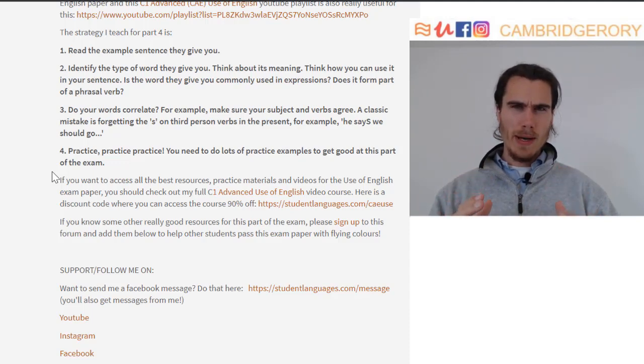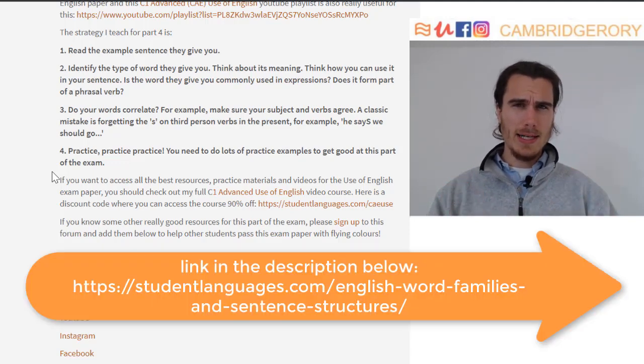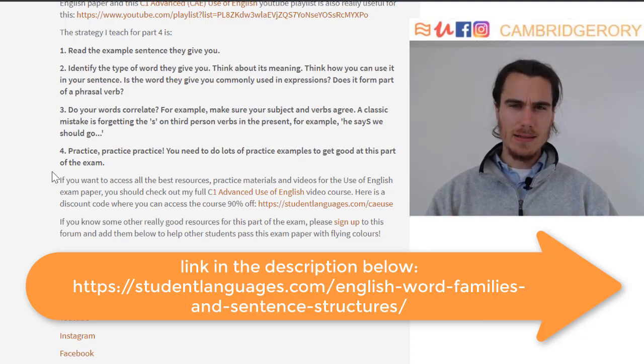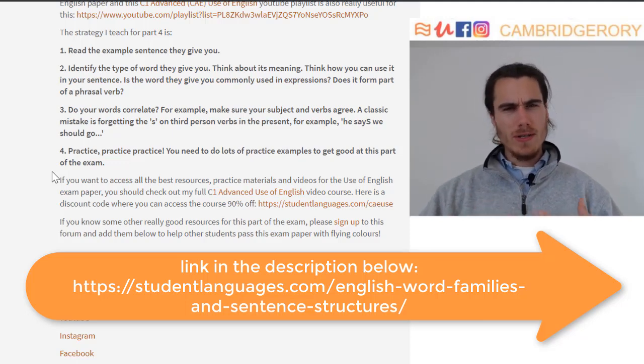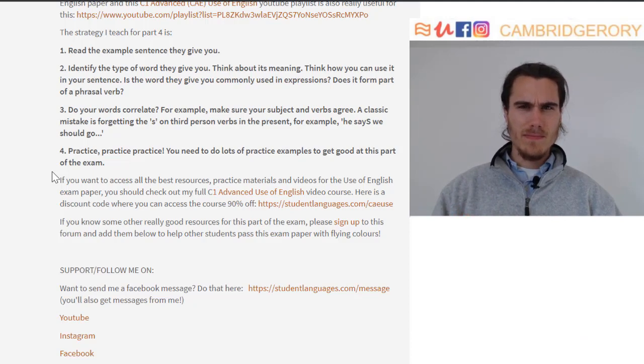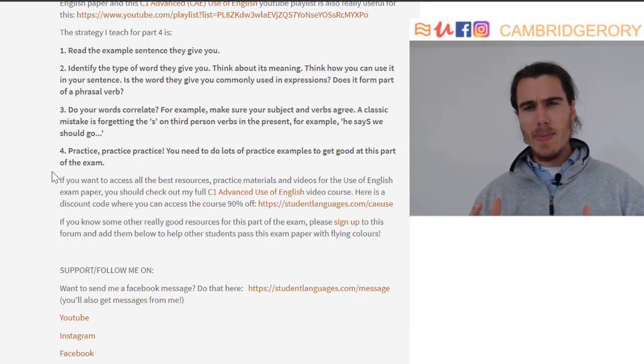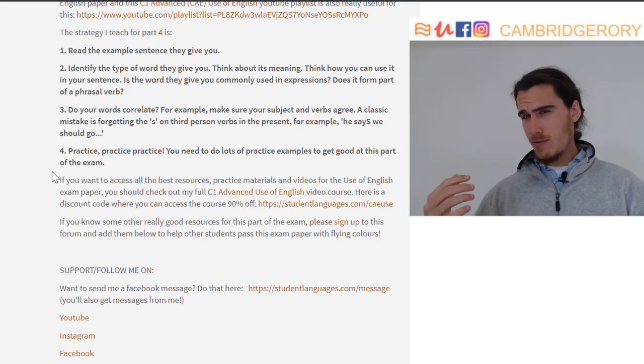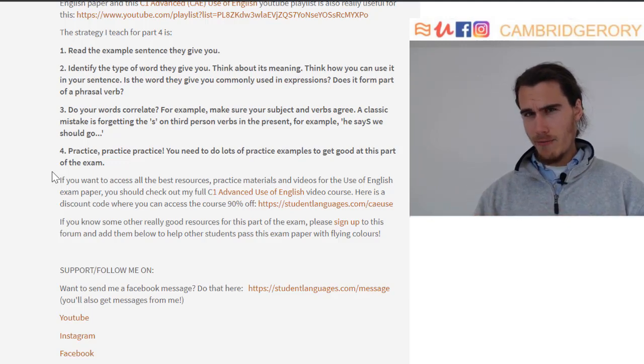If you want to learn more about word endings and sentence structures, there's a really useful page on my website about this, and I will put a link here for you. So once you know the type of word, you then want to check its meaning. How can you use it in a sentence? A really useful thing to think about is, can you use it in an expression or a phrasal verb? Because these are often tested in part 4.